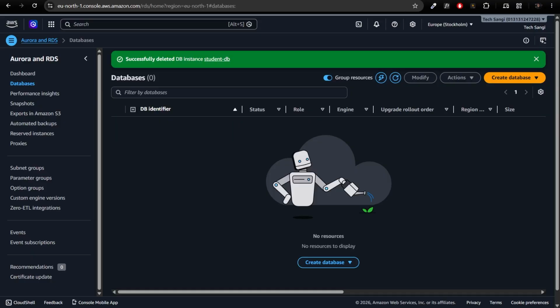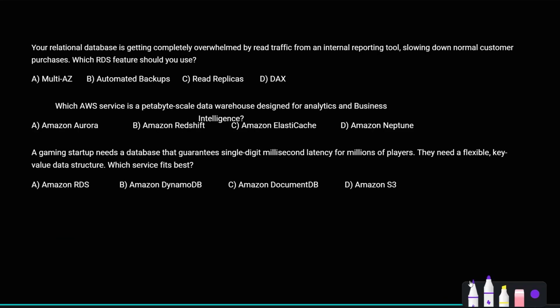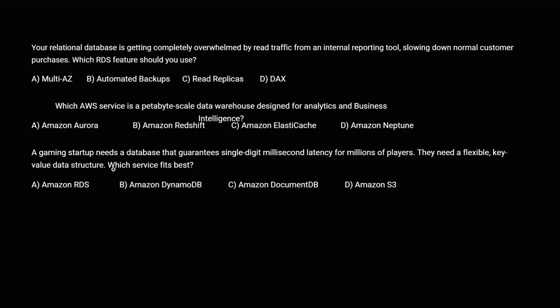Now let's see if this is sticking. I've got 3 real world exam questions for you. Let's break them down. The first question is, your relational database is getting completely overwhelmed by read traffic from an internal reporting tool. It is slowing down normal customer purchases. Which RDS feature should you use? The options are multiple AZs, automated backups, read replicas, or DAX.